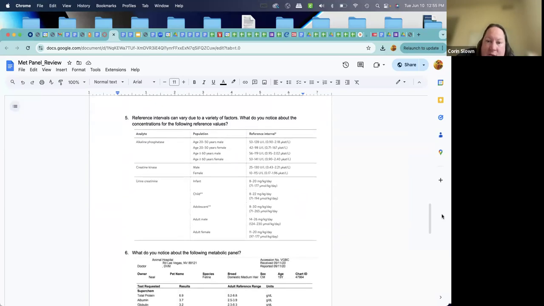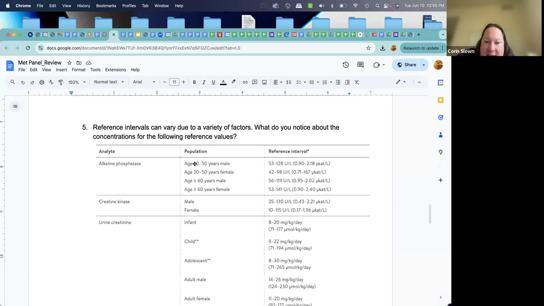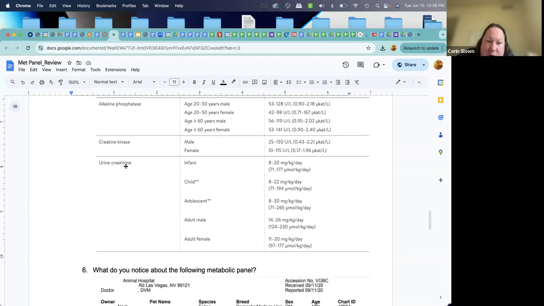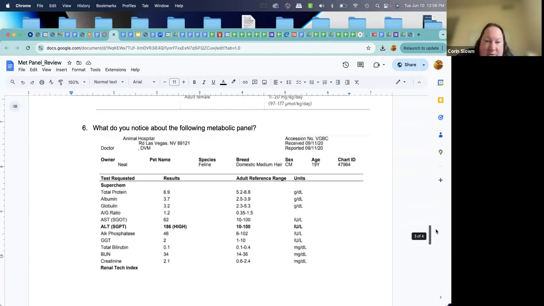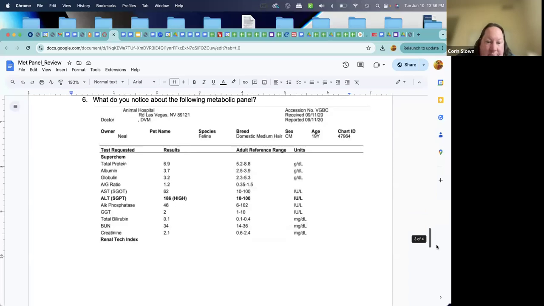And then the reference intervals, right? It's really important to think about, well, why, for example, are the reference values for a population of males aged 20 to 50 different than a population of females of the same age? Why do we see those differences? Again, in an older population, why do we see differences? In a younger population, say, for example, urine creatinine, if we think about an infant versus a child versus an adolescent versus an adult male versus an adult female. And then this is a great opportunity for you to use your skills and analyze the metabolic panel.